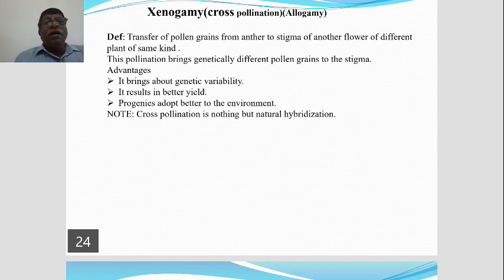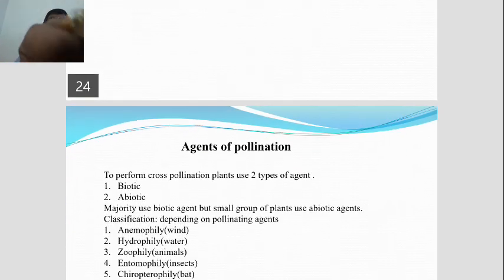That is another one. Other advantages are also there. So if you study carefully, cross-pollination is nothing but natural hybridization. You will come to know what is hybridization later on. Okay. So that is the definition and advantages of cross-pollination.